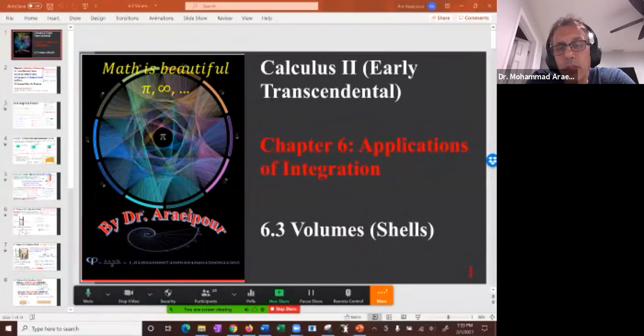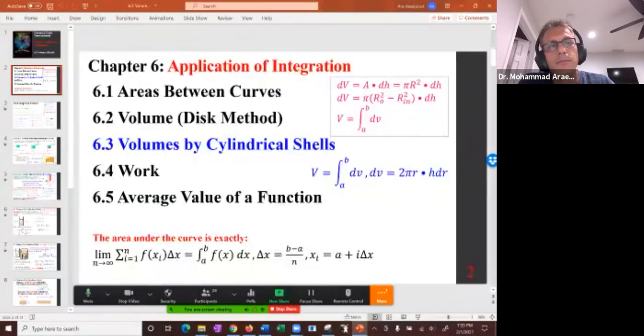Good evening, class. We are looking at section 6.3, and this is being recorded. We covered the first section, area between curves, the second one, volume, the method of disk, and now we're going to go with the cylindrical shell.